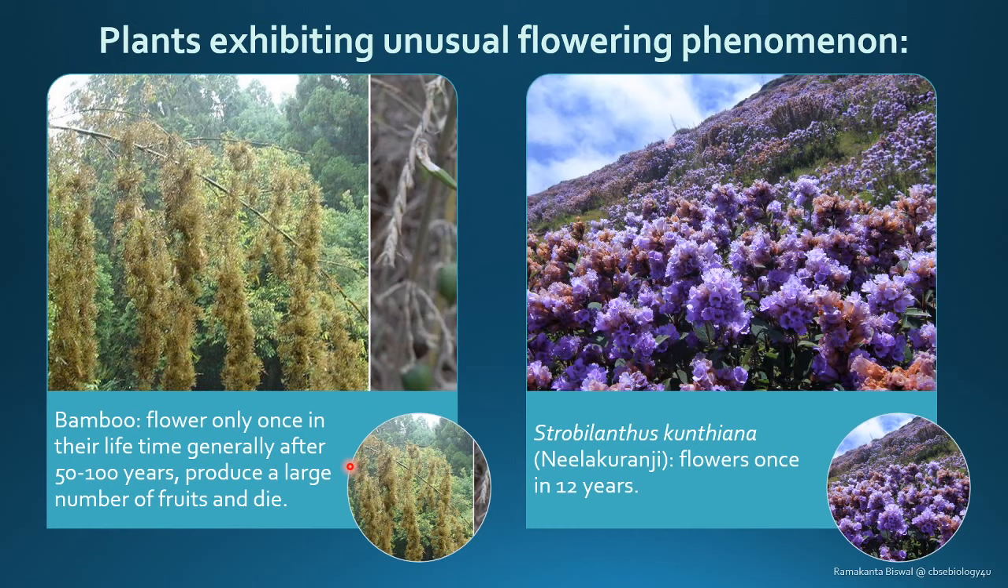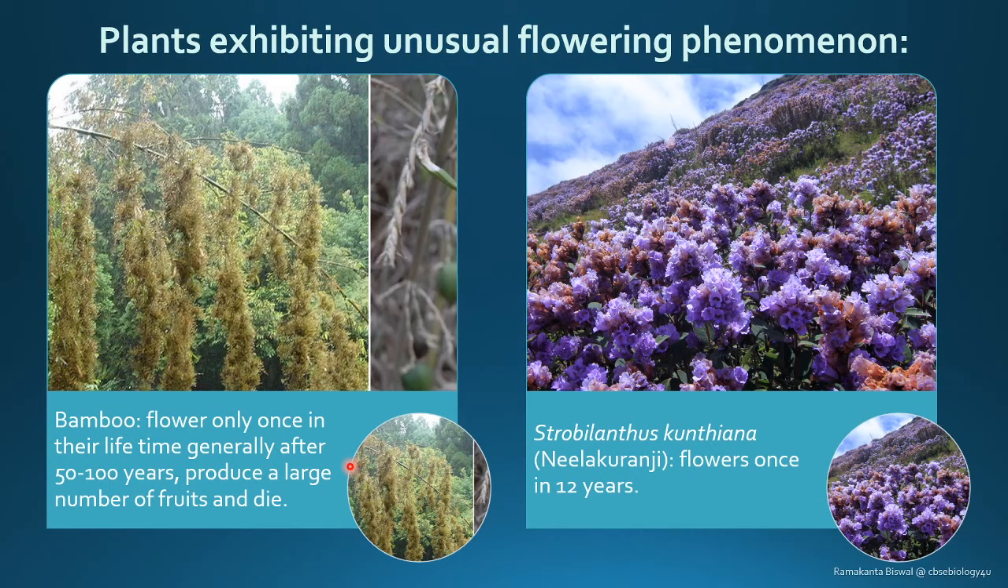Now the second example is another very unique plant, that is the Strobilanthes kunthiana, that is Neelakurinji, and that typically flowers once in every 12 years. There are certain places in Kerala where it grows, and the last time it bloomed was in September 2019, if I'm right. So now these two are very important again from the point of view of the examinations.